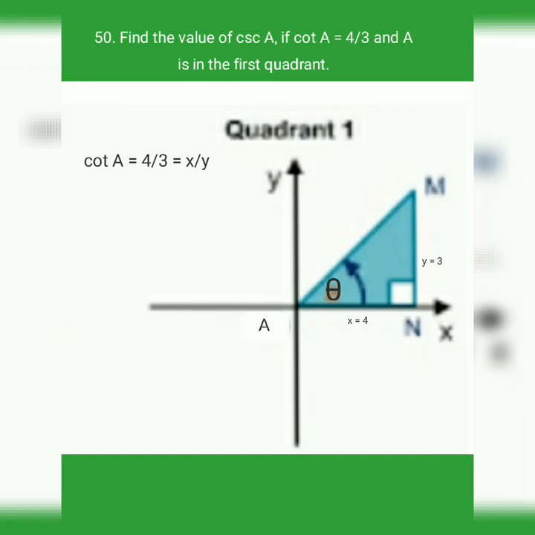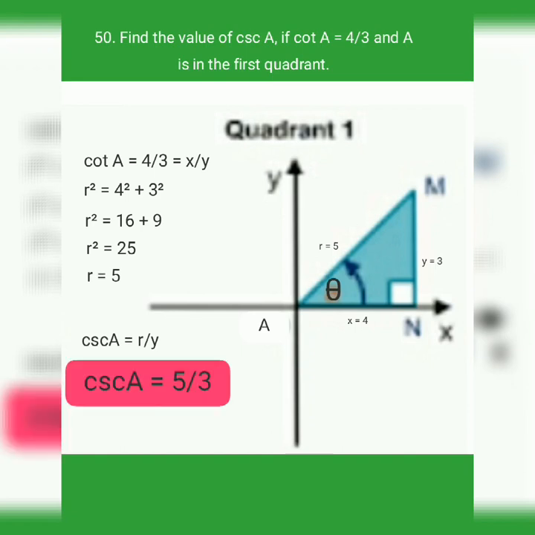To find r, we have r squared is equal to 4 squared plus 3 squared. So 4 squared is 16 while 3 squared is 9. 16 plus 9 is 25. And the square root of 25 is 5, therefore r is equal to 5. To find cosecant A, that is equal to r over y. Since r is equal to 5 and y is equal to 3, cosecant A is equal to 5/3.